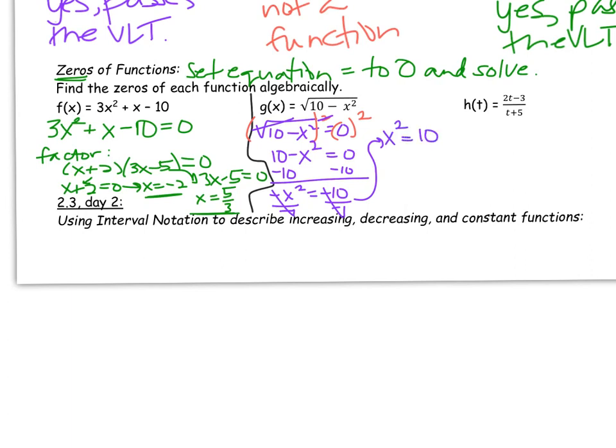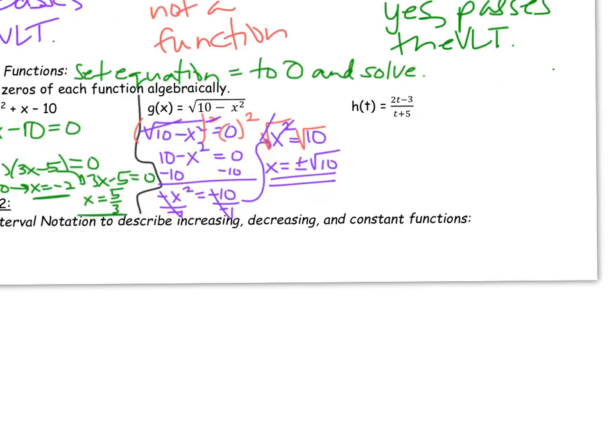To get x by itself, the opposite now of squaring a number would be to take the square root. So now we have to think back to when we solved quadratics and what happened when we took the square root of two sides of an equation. We need to make sure to include that plus or minus out in front, and then try to simplify the square root if possible. Well, the only factors of 10 are 1 and 10 or 2 and 5. Because of that, it's already simplified. And notice we have two solutions or two zeros of the function.